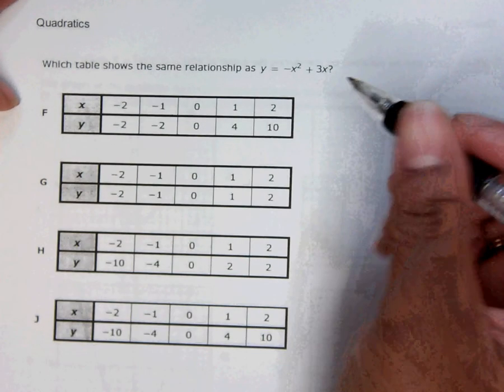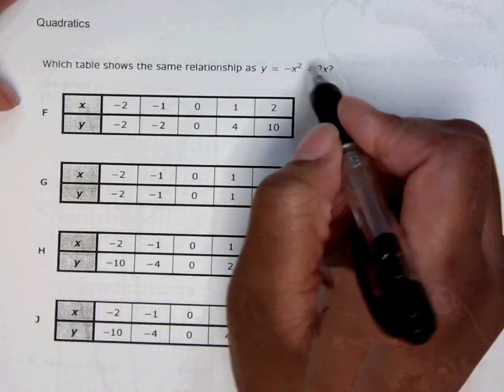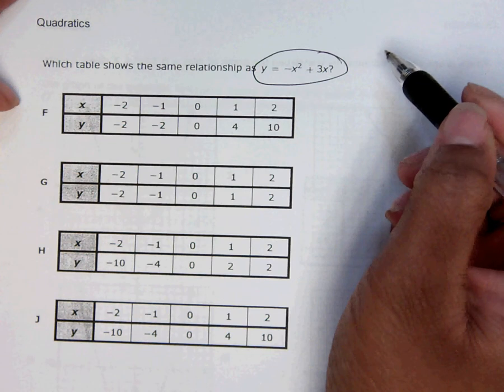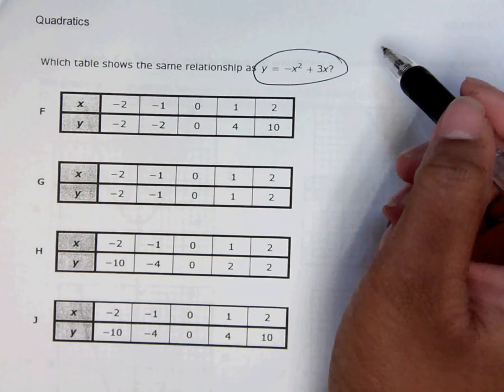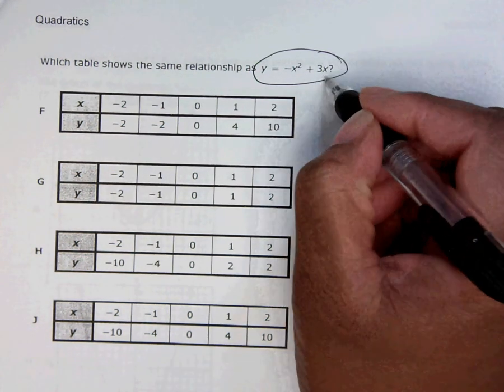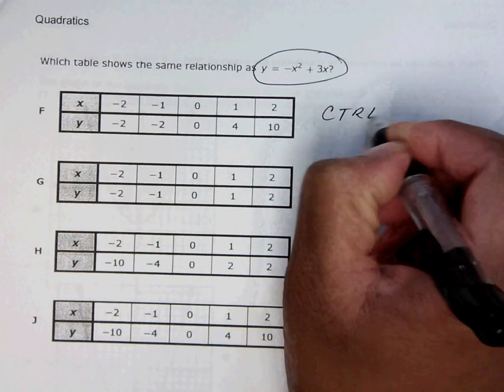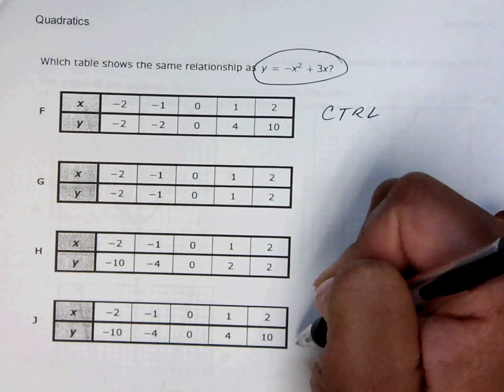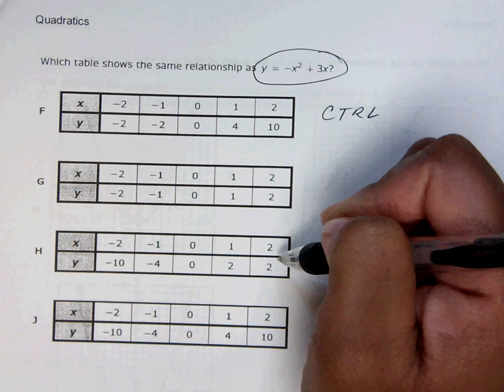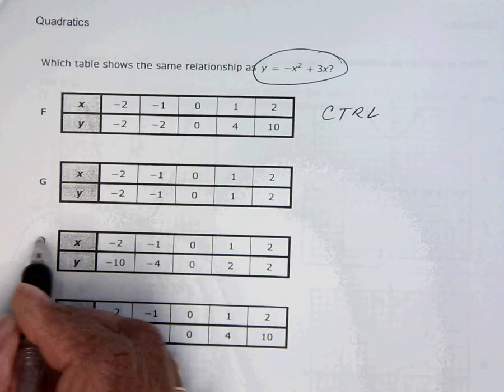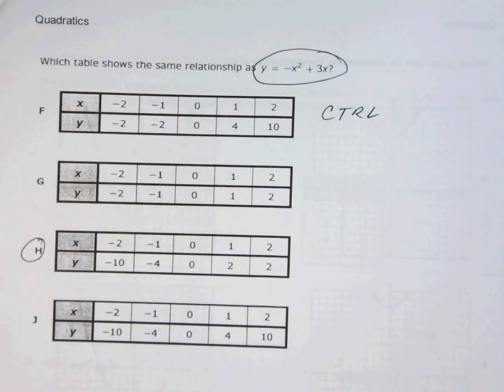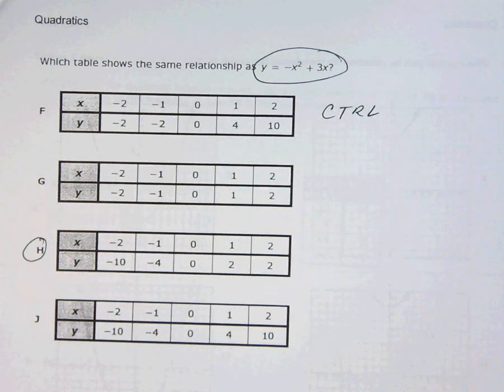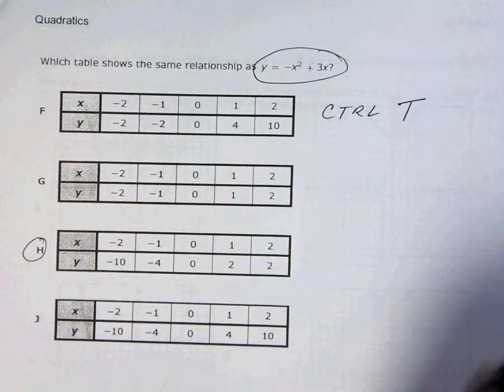Okay, on this question it says which table shows the same relationship as what's given in the question. All you have to do is type this in the calculator and hit Control T to match up the table with the problem. And if I'm not mistaken, you should get H. So why don't you try it and see what you get and let me know. So that was Control T on your Inspire calculators.